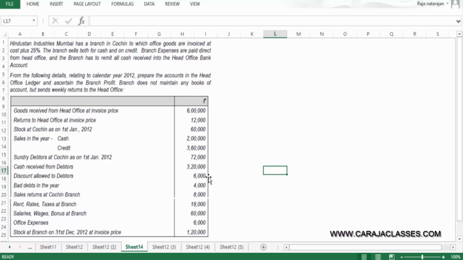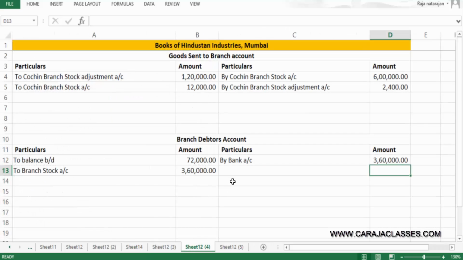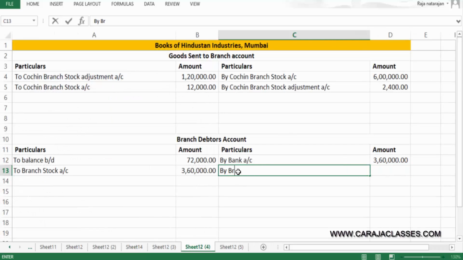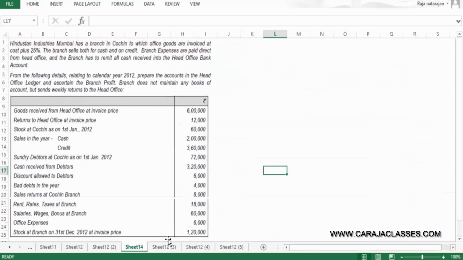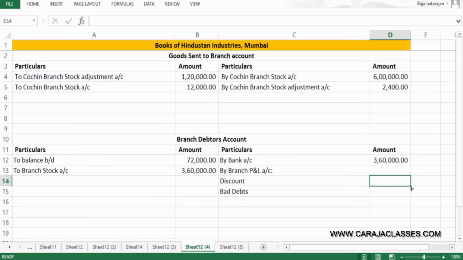Discount allowed to debtors will reduce the debtors, and bad debts. So these two items will reduce the debtors. So we'll go to debtors account. We'll say by branch expenses account or P&L account. Directly I'll take it to P&L. By branch P&L account, within which we have discount and bad debts. So what is the discount amount? Discount is 6,000, bad debts are 4,000. So we'll write 6,000 for discount, and what is the bad debts figure? It was 4,000. So 10,000 goes to branch P&L.